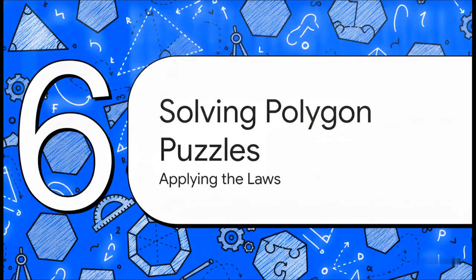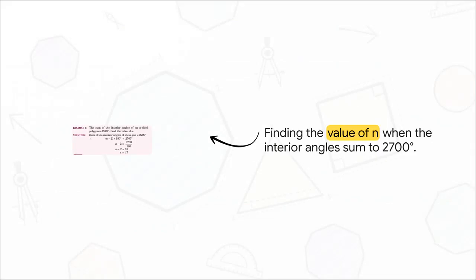Section 6, Solving Polygon Puzzles, Applying the Laws. All right, we have collected the tools, you know the rules for the inside, you know the rules for the outside. Let's put this into practice. Here's our first mystery. We have a polygon, but we have no idea how many sides it has. All we know is that the interior angles sum up to a whopping 2,700 degrees. So, we just work the formula backward.